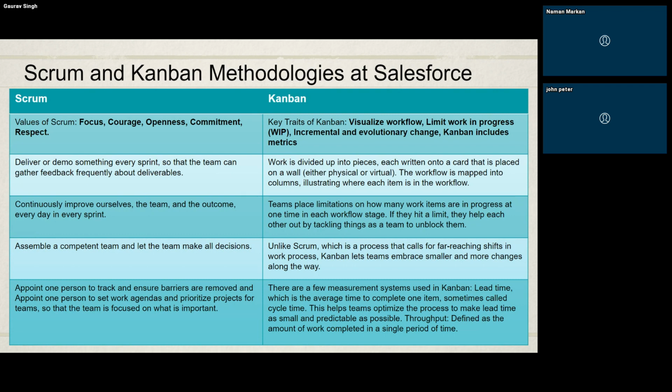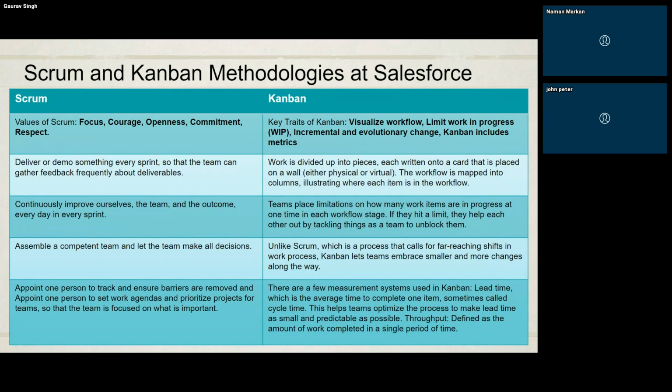In Scrum, we have to deliver or demo something every sprint. We divide the work into sprints, show the client, and take the feedback so that the team can gather feedback frequently about the deliverables. Once you gather the feedback, you are sure what to improve in the implementation and what new things are coming up.